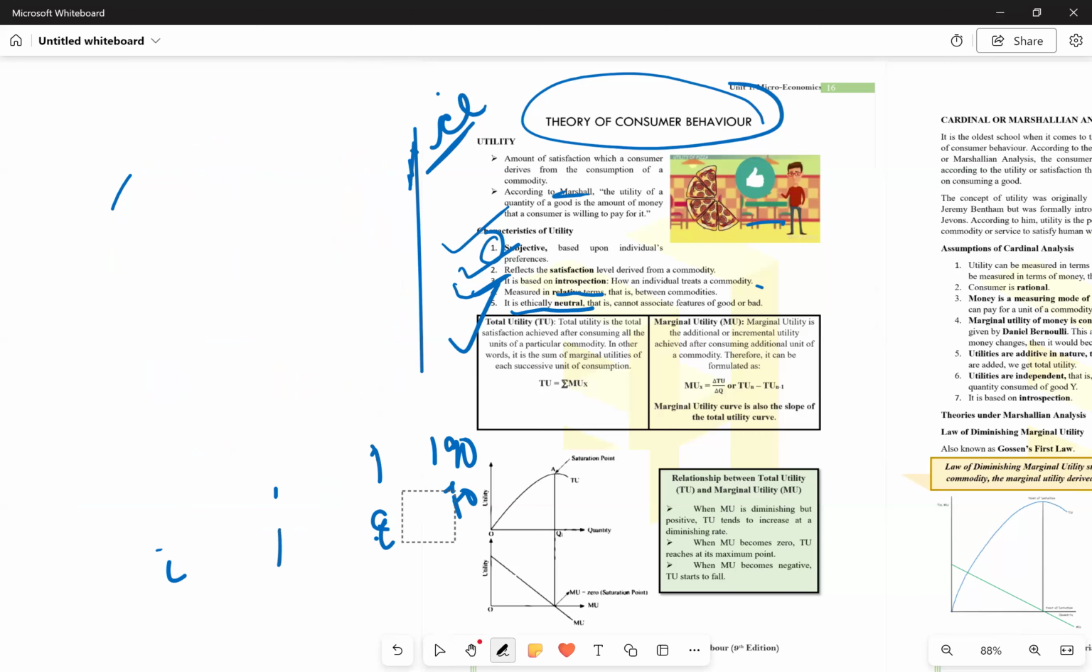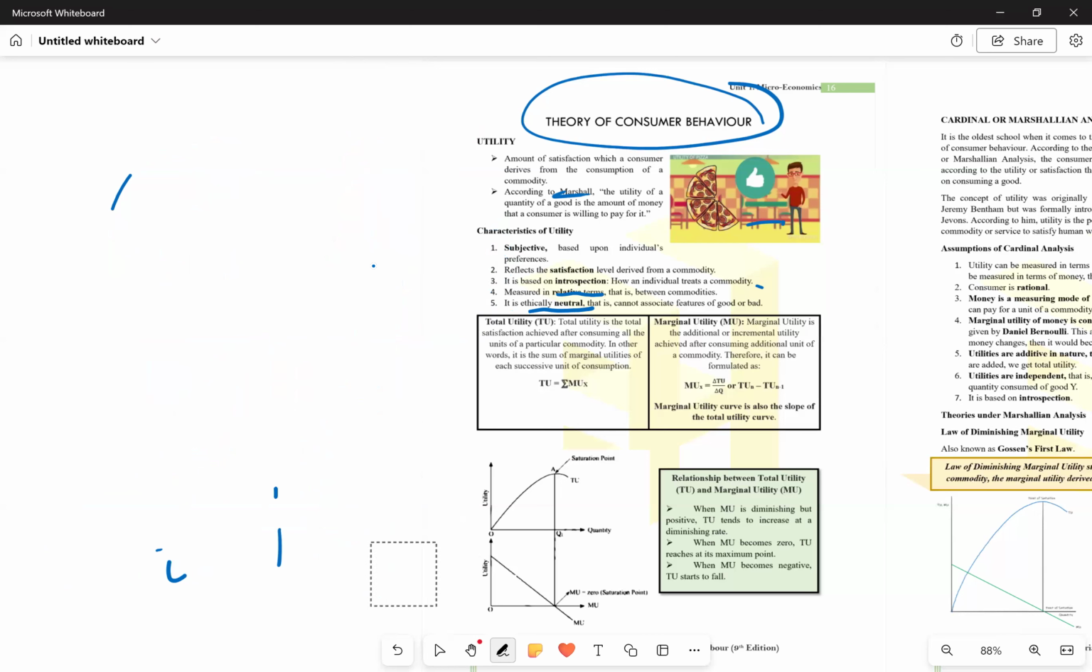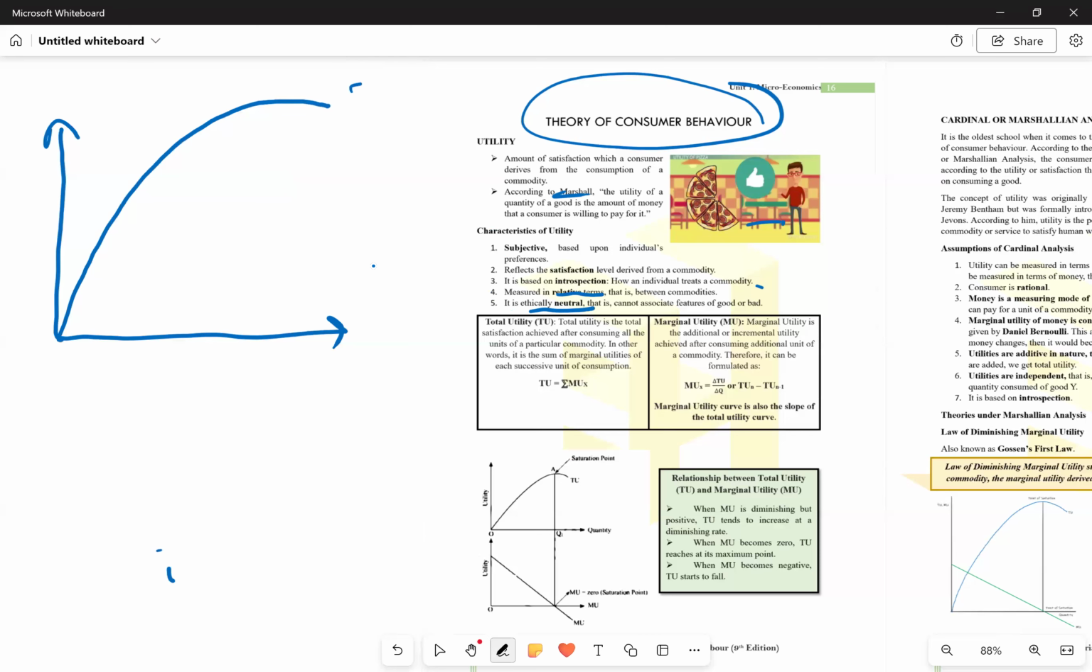Okay, then as far as the diagram and the relationship are concerned, we know that as you start consuming a commodity, the marginal utility you derive from that commodity will continuously decrease. Okay, and when it is decreasing, then the total utility curve which you'll get will be concave in nature. Okay, and the topmost point would be your point of saturation. Point of saturation. And beyond this point of saturation to the right, your marginal utility would become negative because it is of no use to consume that commodity any further.